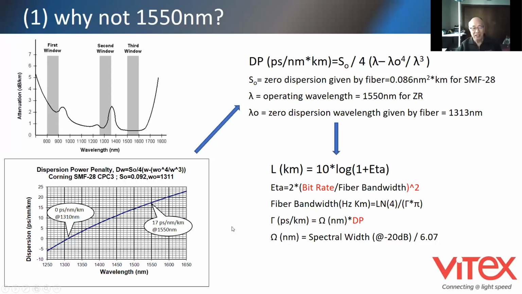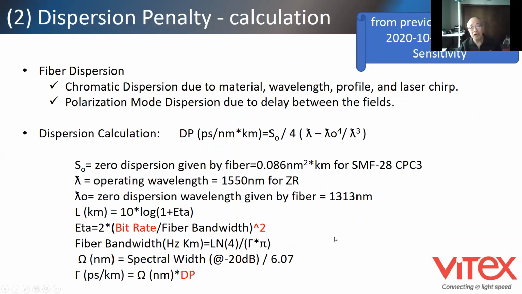So needless to say, when you do the 1550 calculation, dispersion penalty is pretty big. The transmission length would be pretty short. And I will show you on the next view graph, which I presented in another webinar, which is called OSNR and sensitivity in last year, October. You can go to the Vitex site to search for it. Basically, I present the same formula, and you can see the same formula is here, okay?